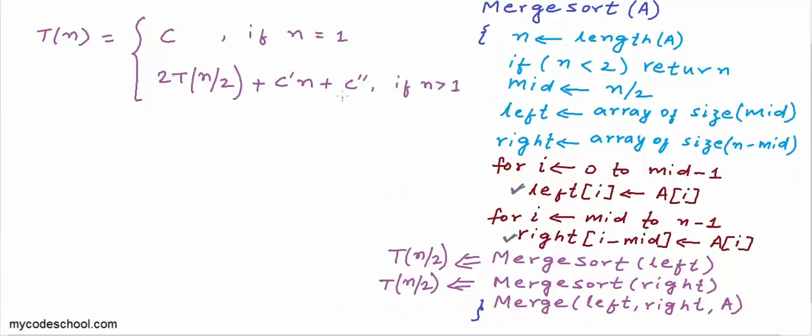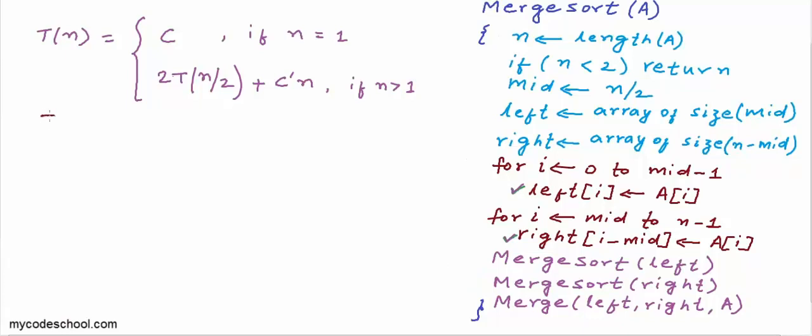For very high values of n, this constant term c'' will be negligible compared to c'n. And in time complexity analysis, we are mostly worried about the rate of growth of the function for very high values of n. So for the sake of simplifying our calculation here, we can get rid of this plus c'', and we can say that T(n) is equal to 2T(n/2) plus some constant times n for n greater than 1. And now we can try to solve this recurrence.